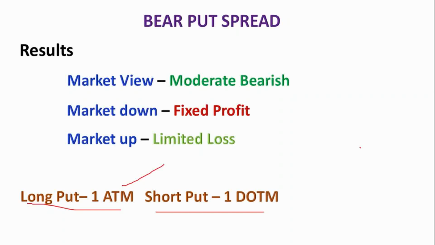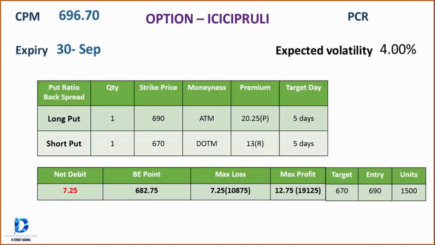Let me go on to explain the strike price selection. This is the strike price selection screen. As I said, this is our expected volatility, 4%. This is a two-leg strategy. So I bought one long put and one short put. I initiated the long put at the 690 strike price, and I initiated the short put at 670. As I said, this is the ATM and this is the deep OTM.